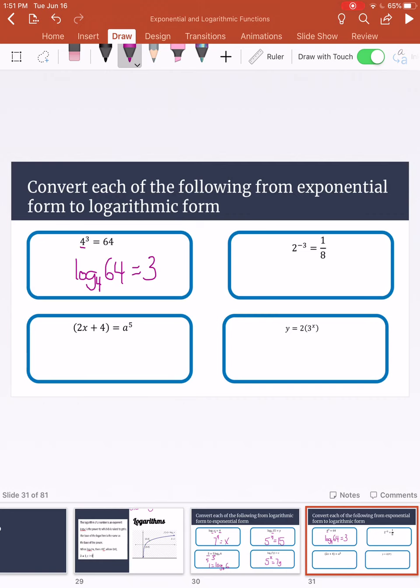Now press pause on the video and see if you can figure out the rest. So the next one, log, my base is 2, my argument is 1 over 8, and it all equals my exponent, which is negative 3.